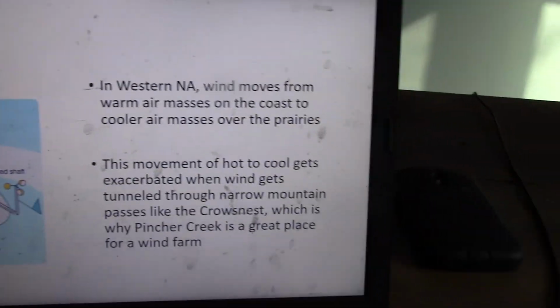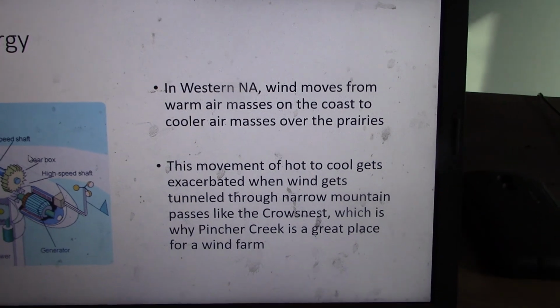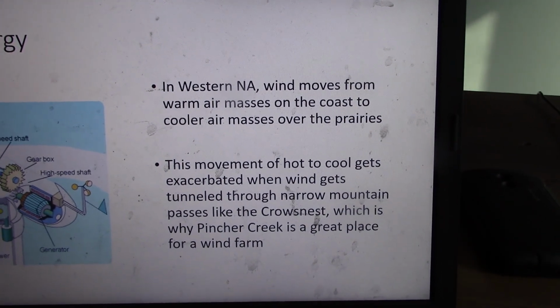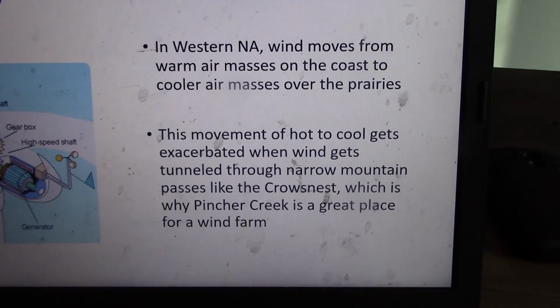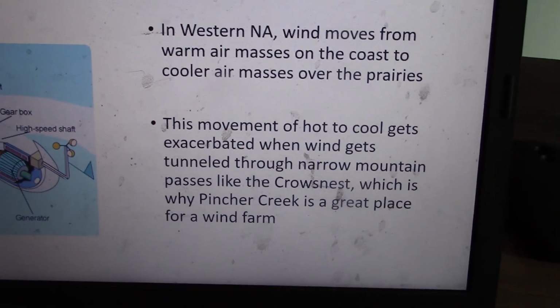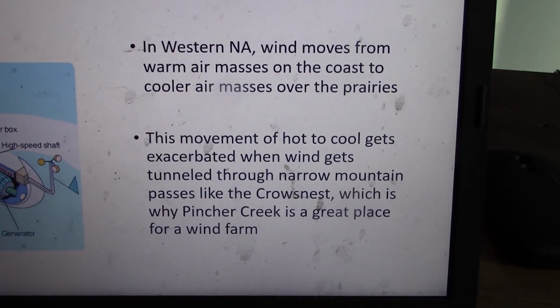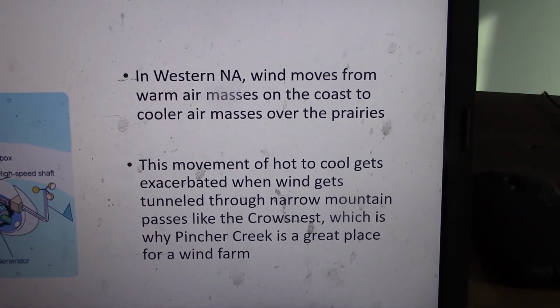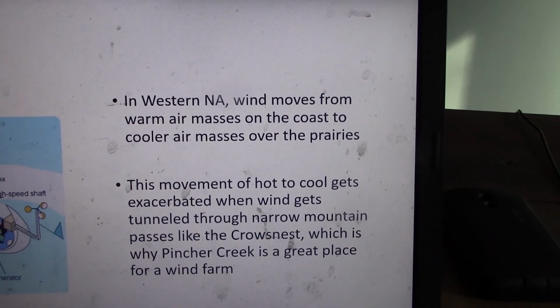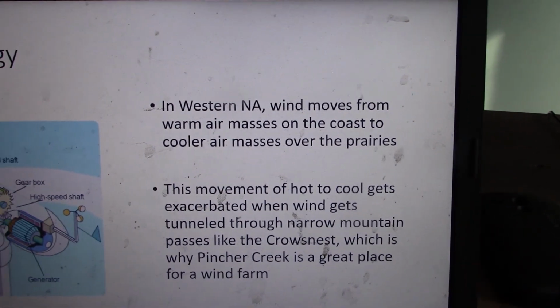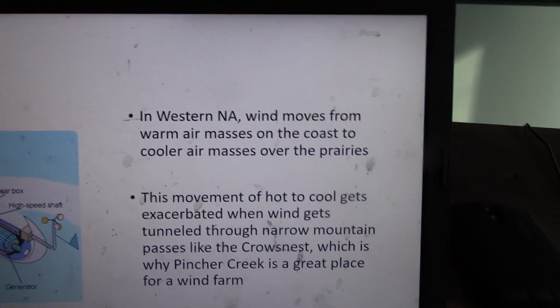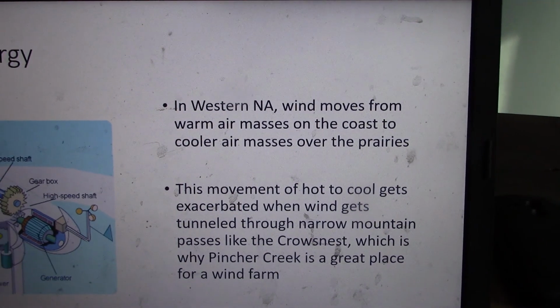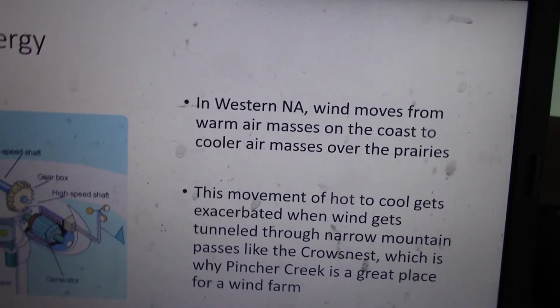Wind energy, right? In western North America, wind moves from warm air masses on the coast to cooler air masses over the prairies. That's where we get very strong Chinook winds. As the precipitation is squeezed out of the clouds as they move up in altitude, they gain potential energy. And when they move back down on the eastern slopes of the Rockies, that potential energy is dissipated as kinetic energy and heat, and that's what a Chinook is.